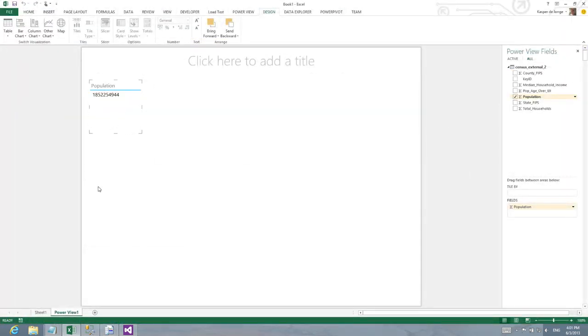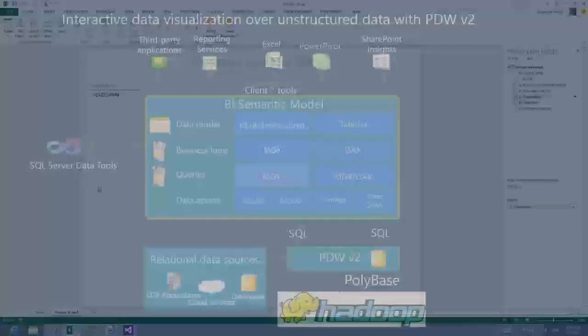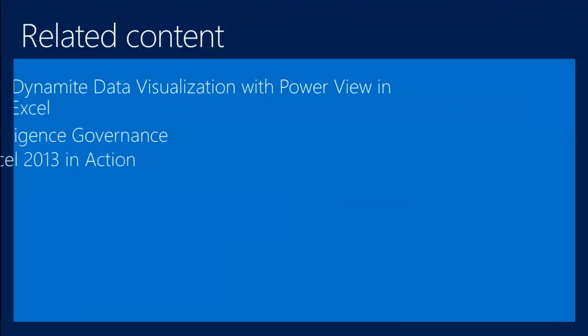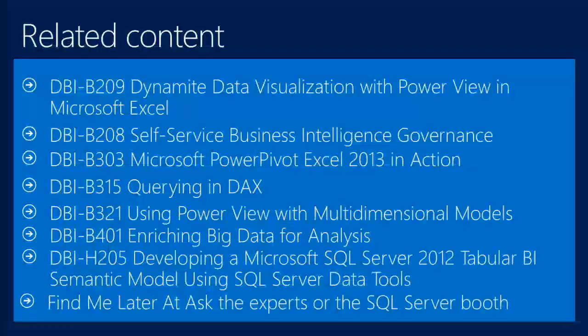And that was the last demo that I had. I'm going to go back and show you a few of the related content that is here. It's going to be also pretty interesting for you, I hope. Dynamite data visualization in Power View in Microsoft Excel shows you how to build the best Power View workbooks and reports on top of Microsoft Excel. Self-service business intelligence and governance, I think this session was just done by my colleague Kai, but it will be available online. Power Pivot in Excel 2013 in action gives you an overview of what you can do with Power Pivot in Excel 2013.